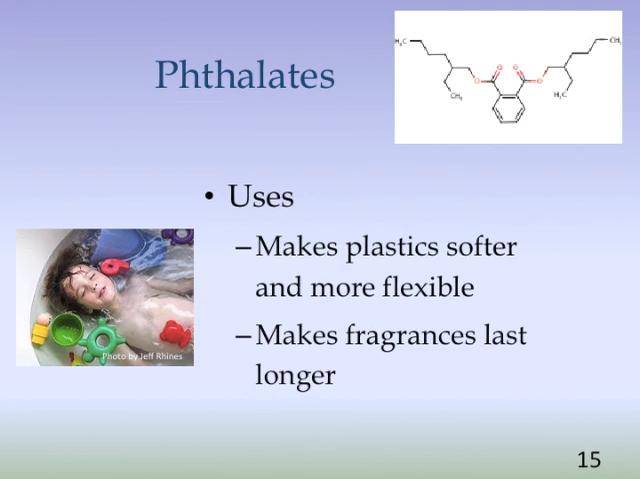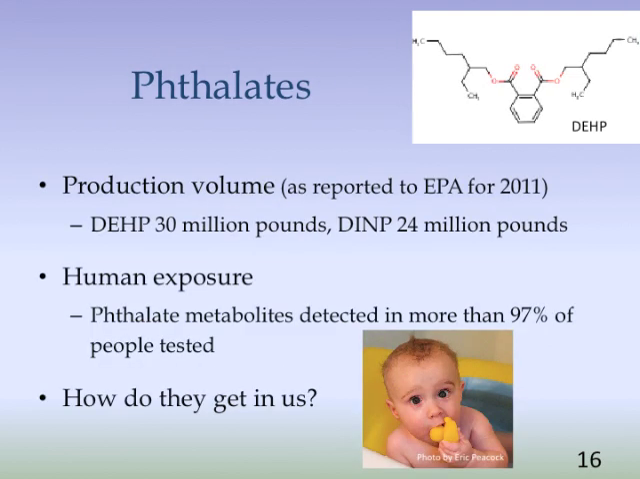There's so many different phthalates that I've only listed a few estimated production volumes. Oops, I think I moved on to slide 16. Yep. DEHP is listed as 30 million pounds per year, and DINP is 24 million pounds. And with regards to human exposure, some phthalates are detected in nearly every person tested, with relatively high levels found for some phthalates. How do they get in us?